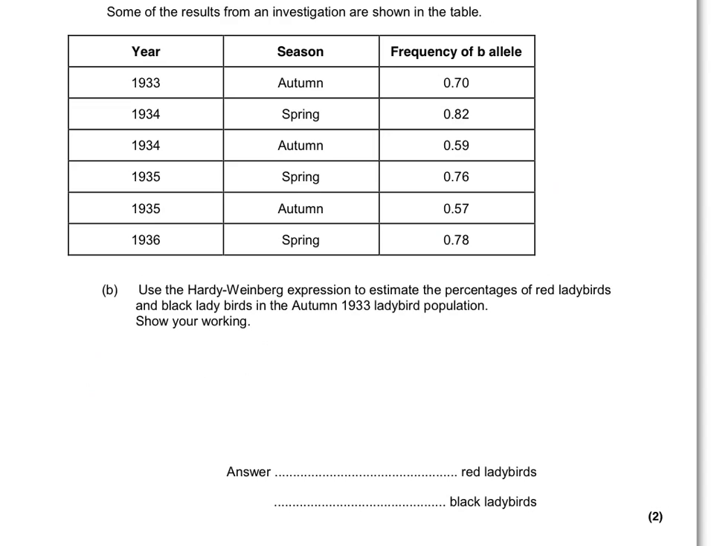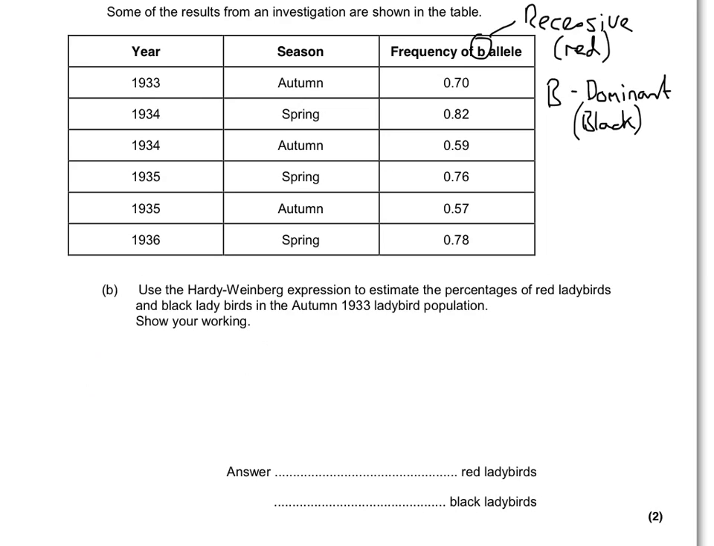Okay, so let's move on to one final question. Some results from an investigation are shown in the table. It gives us a series of years, the season when the data was collected, and the frequency of the b allele. Now, the frequency of lowercase b means that is the recessive allele. Now, a part of this question which is missing is that the recessive allele is for red colour, which means the capital B is the dominant for black.